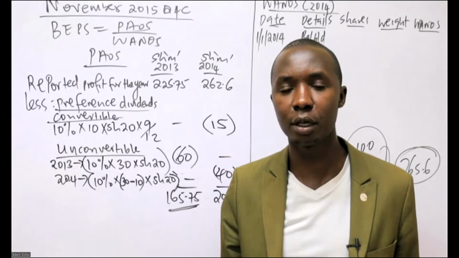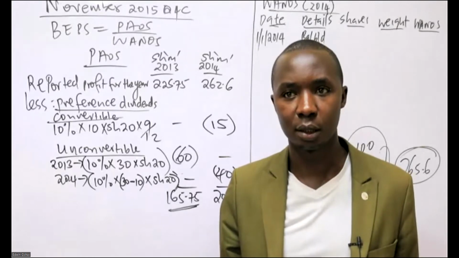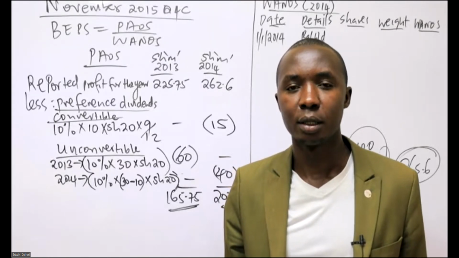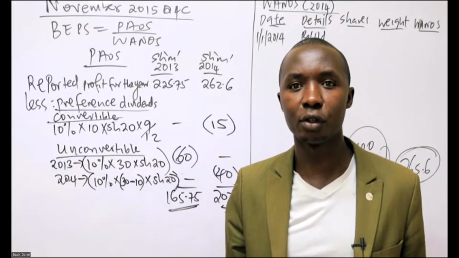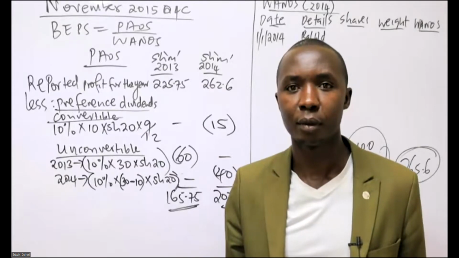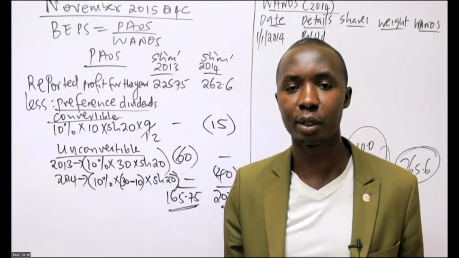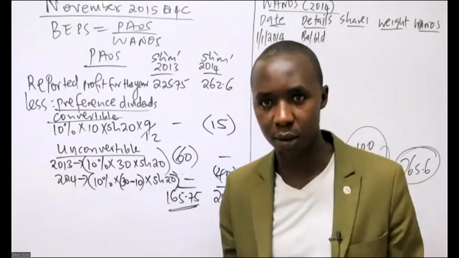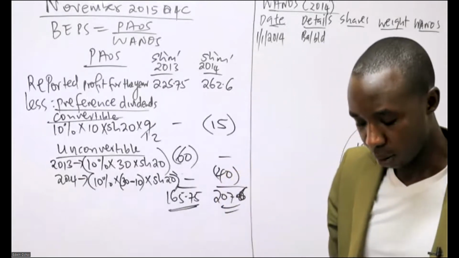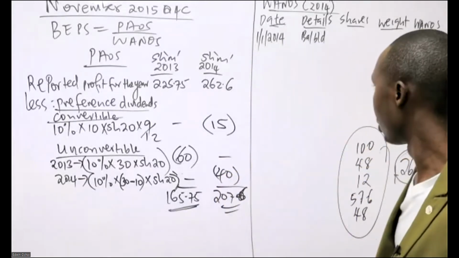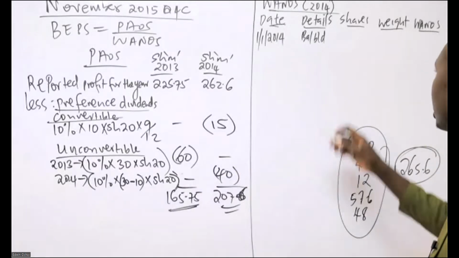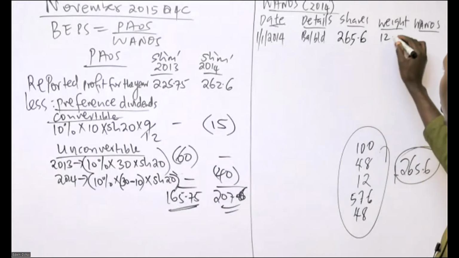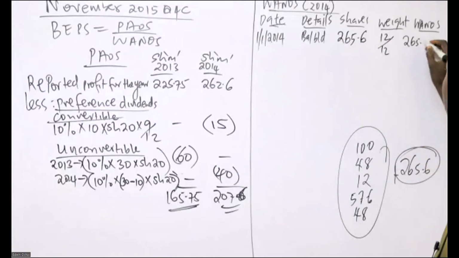If it's an issue, you consider from the time of issue to the end of the year. So even if they were issued from the initial period, the 148 are the ones which were paid from the initial period, that is from the start of the year. The balance was paid on 1st April. So from April to the end of the year, that is how you weigh. Let's continue. So here we have 265.6, 12 over 12. So we have 265.6.